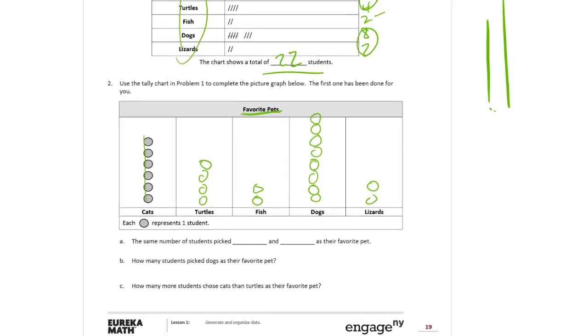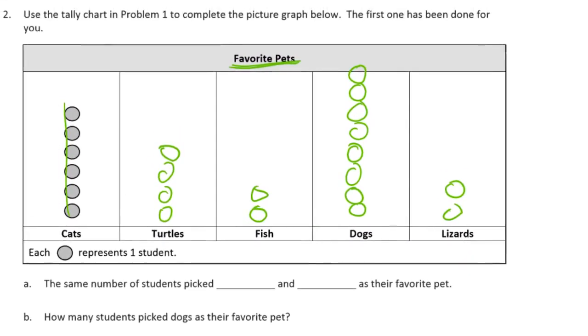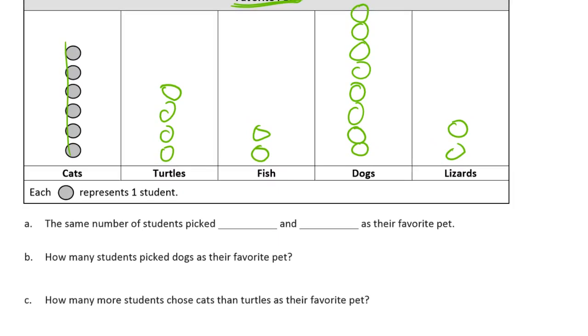Now we can just look at the graph to answer all the questions. The same number of students picked what and what as their favorite pet? We're looking for words here. Fish and lizards both had 2, so they're the same. So it's fish and lizards.